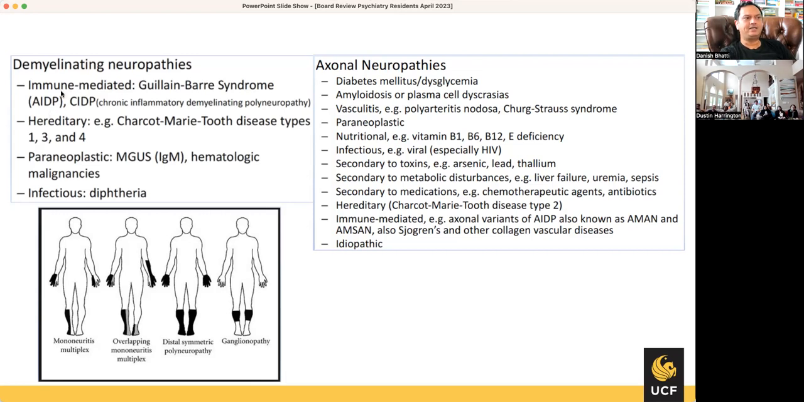While a chronic inflammatory demyelinating neuropathy will be CIDP, which is again the most common form of chronic demyelinating neuropathy. But Charcot-Marie-Tooth, or CMT, can be a demyelinating neuropathy. Some paraneoplastic syndromes, such as multiple myeloma, can give demyelinating neuropathies.